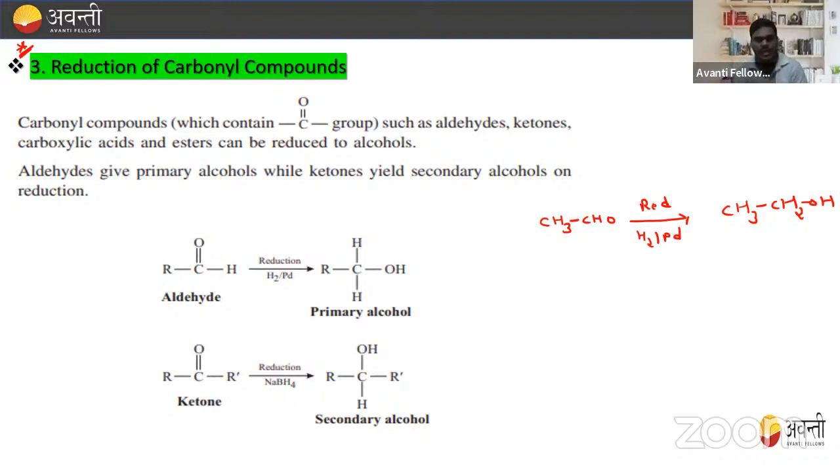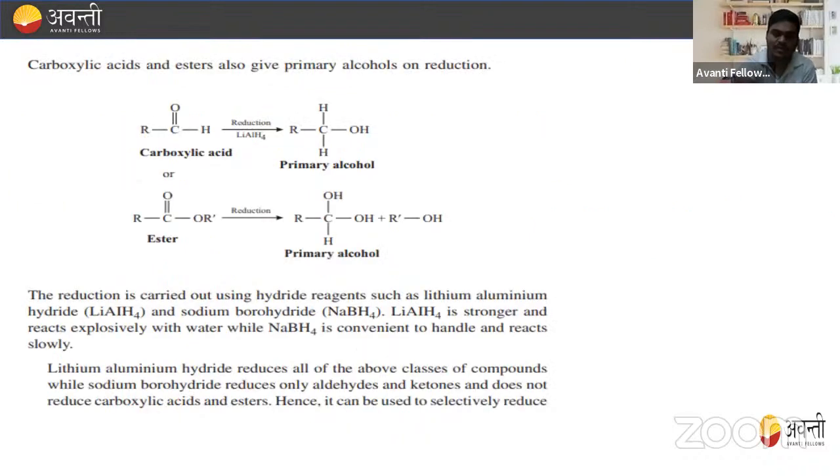Similarly, if you take a ketone and reduce it with NaBH4, it will convert it into a secondary alcohol. Always remember this. Carboxylic acid and ester also give primary alcohol on reduction. So always remember, aldehyde gives primary alcohol, ketone gives secondary alcohol, and carboxylic acid and ester give primary alcohol as well.